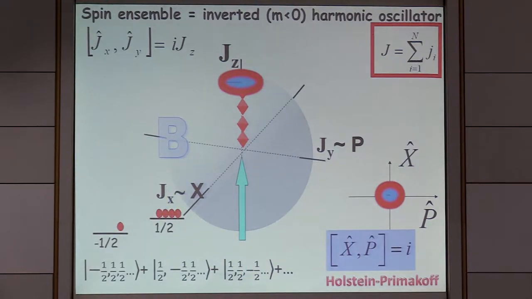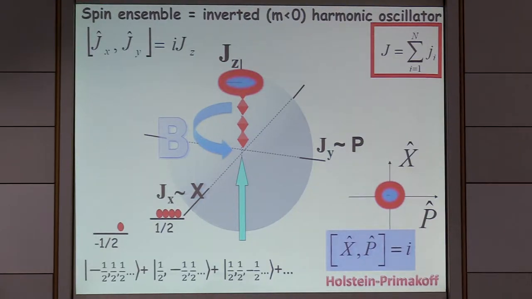Now, if you put this system in the magnetic field, like that one collinear with the spin orientation, then the quantum projections of the spin will start oscillating around the z-axis.